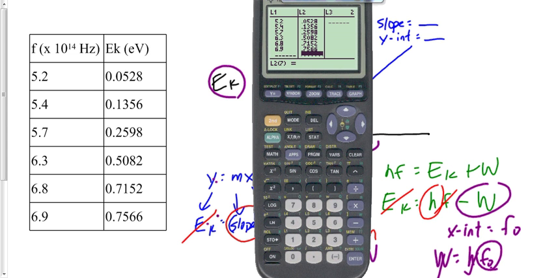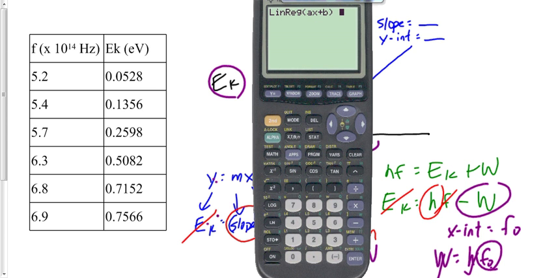Everybody get that entered? Okay, now it's time to get the slope and the y-intercept. Now I want you to hit stat again. Remember, we started off hitting stat, edit, and then entered our data. Now we're going to hit stat, calc. We want to calculate something. And we're going to scroll down to option 4, which says linear regression, LinReg, ax plus b.